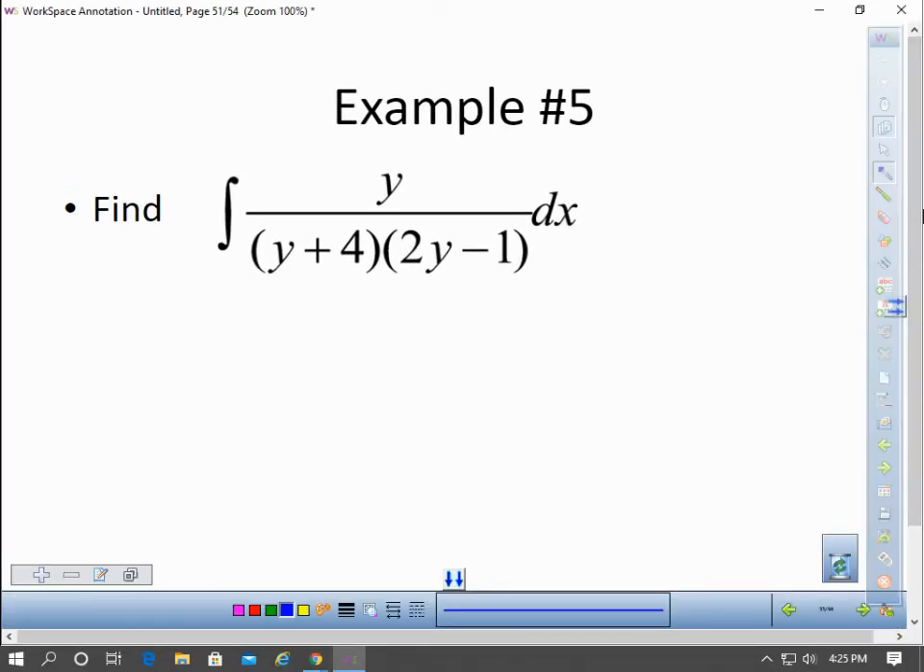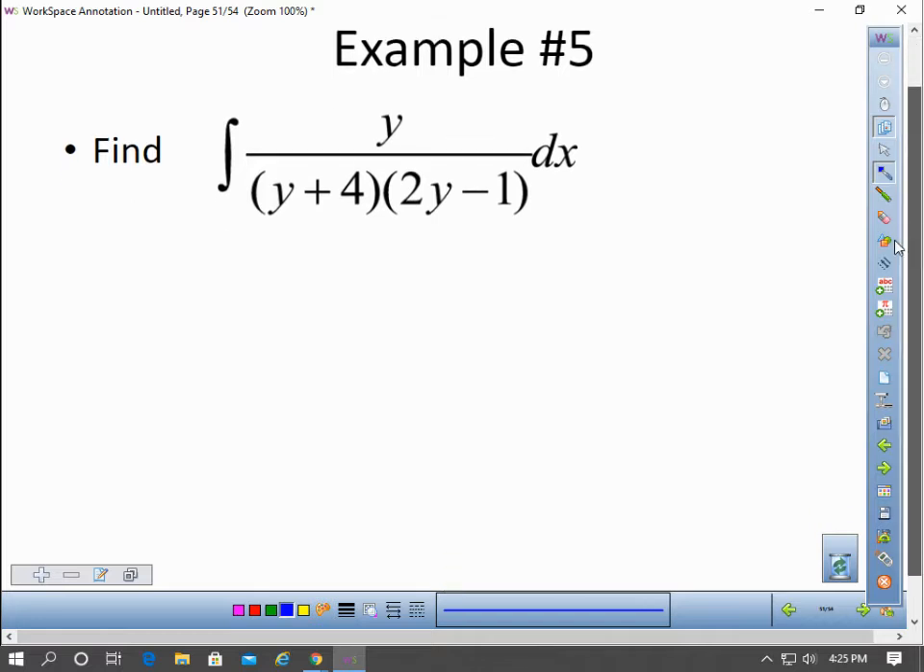Now, this one was not one of the ones that we did the decomposition of earlier, so I'm just going to go through this one step by step. Oh, and I forgot to change this. This should be a y right there. All right, so we're doing the integral in terms of y, so that needed to be a dy.